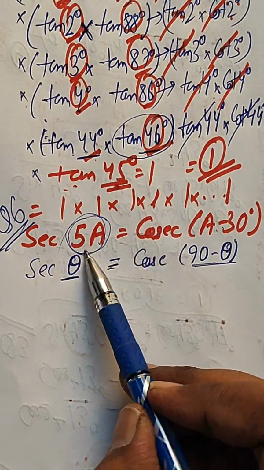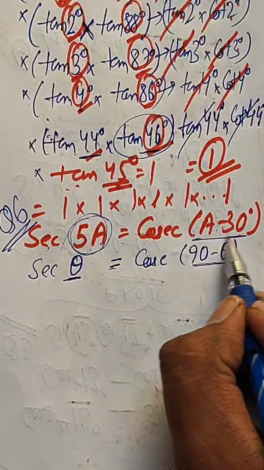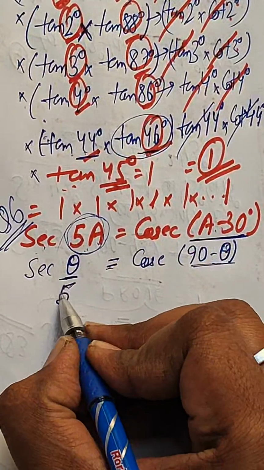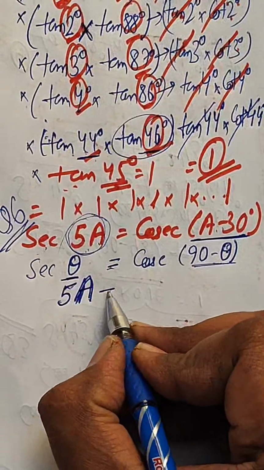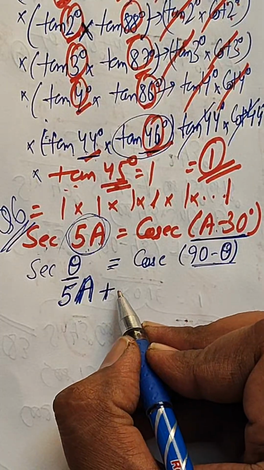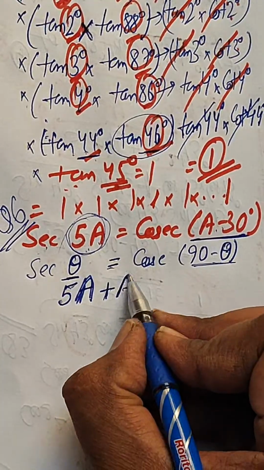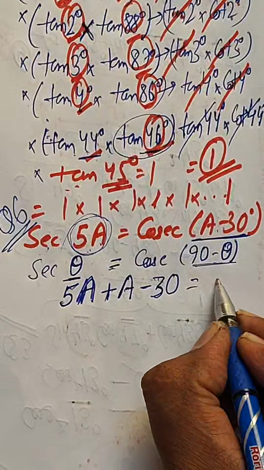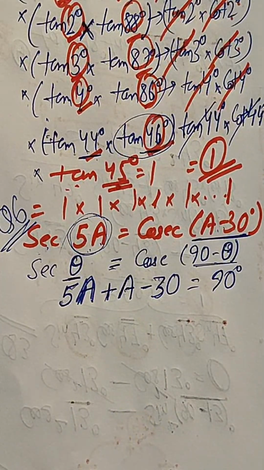So here, if these angles are complementary, then we can write 5a plus a minus 30, all this will be equal to 90 degree, right? Using the complementary angle concept.